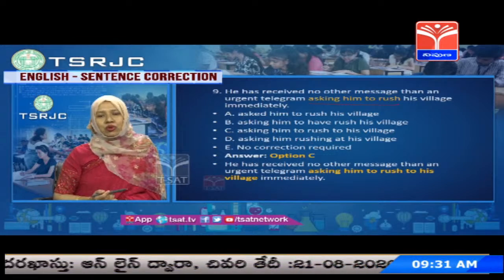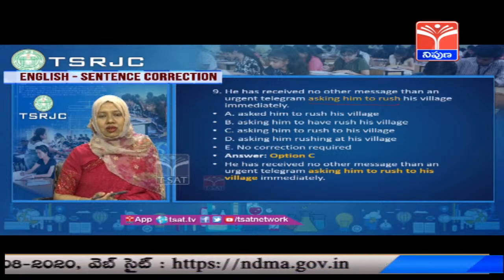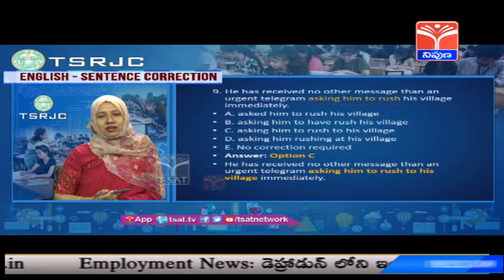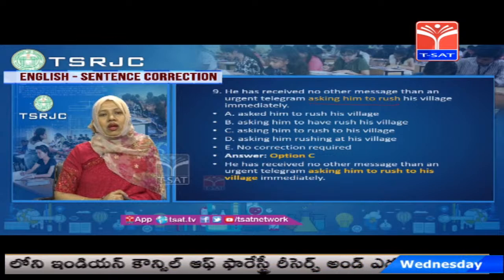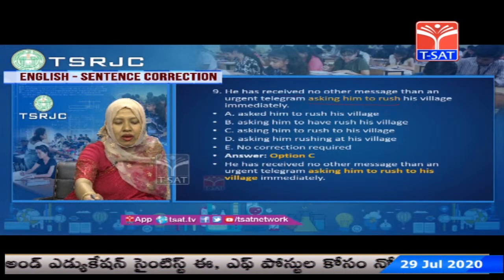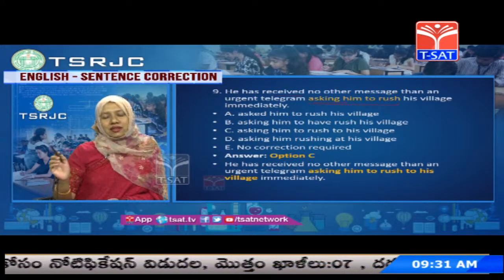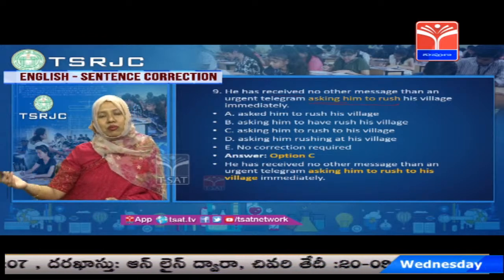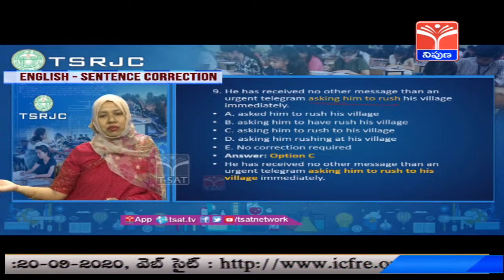A, asked him to rush his village, B, asking him to have rushed his village, C, asking him to rush to his village, D, asking him rushing at his village, E, no correction required. Now, if you see here the tense, received and asking him to rush. He has received a message through telegram. What was he supposed to do in the telegram? What was the message? There was a message asking him to do something.